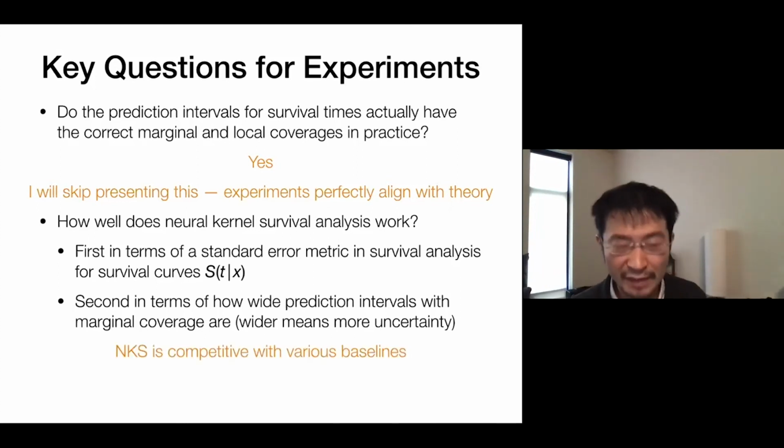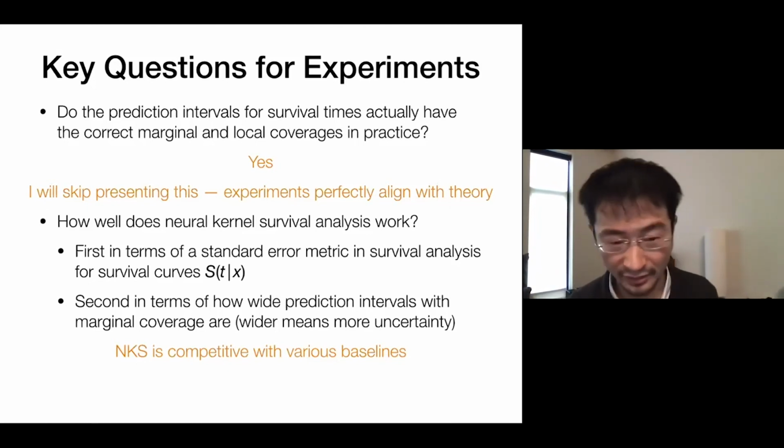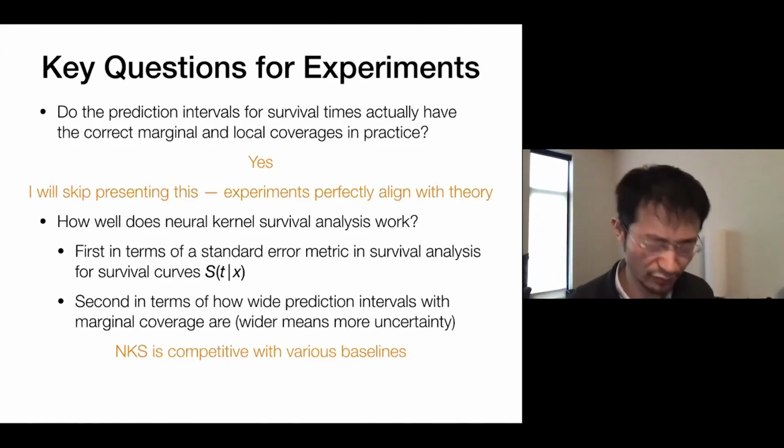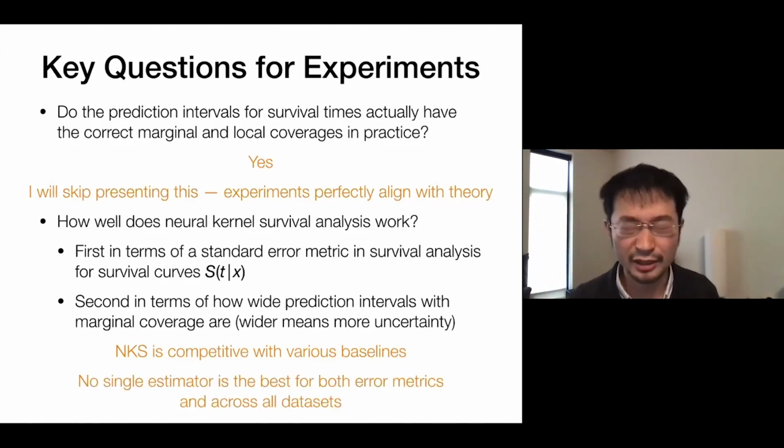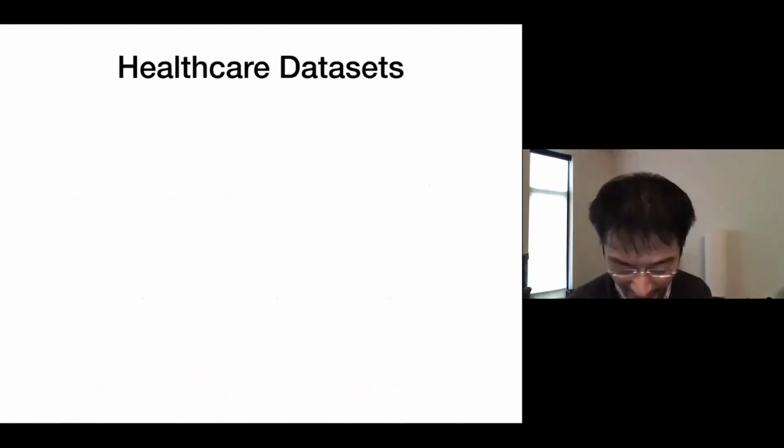The main punchlines that you're about to see in the experiments are that NKS, neurokernel survival analysis, is going to be competitive with various baselines. And the other thing that I will emphasize in the presentation of the results is that there's no single estimator that is best for both of these error metrics I mentioned here and across all the data sets we consider. All right. So what are the data sets?